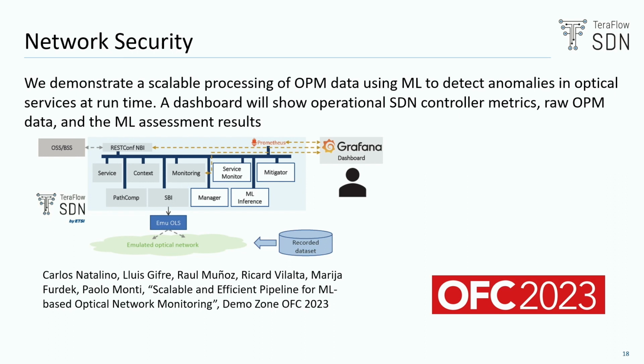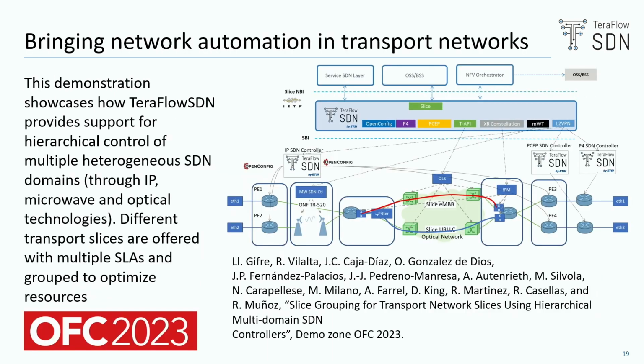We did other additional demonstrations. This one was using machine learning to detect anomalies on the optical services. This was presented at OFC 23. And we were also doing some other experiments demonstrating how to automate the whole network, the deployment of services in a multi-technology, multi-layer network with many different types of devices in between.